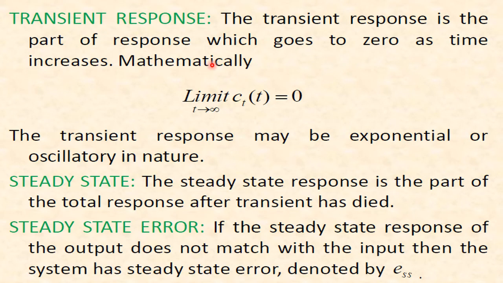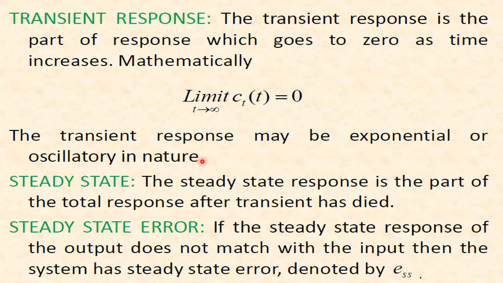Now the transient response is the part of the response which goes to 0 as time increases. Mathematically, limit t tends to infinity, Ct of t will be equal to 0. The transient response may be exponential or oscillatory in nature. This is a very important sentence.